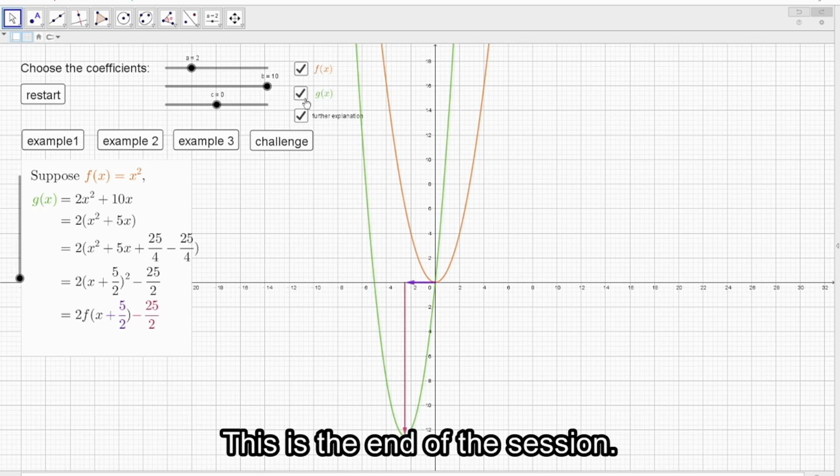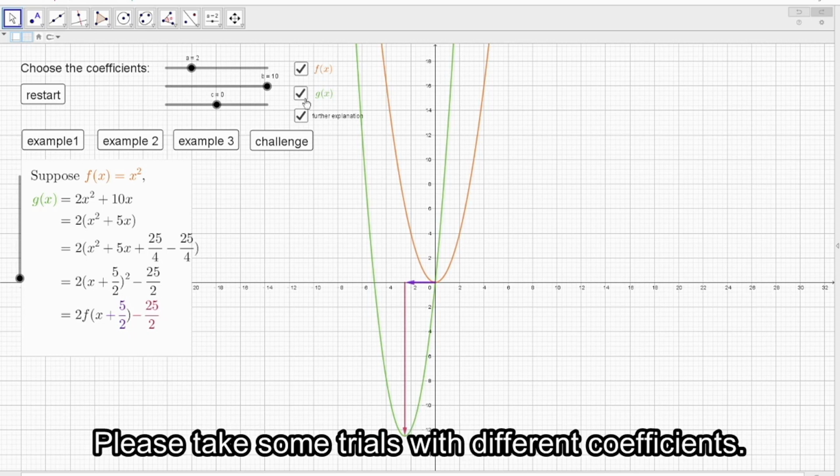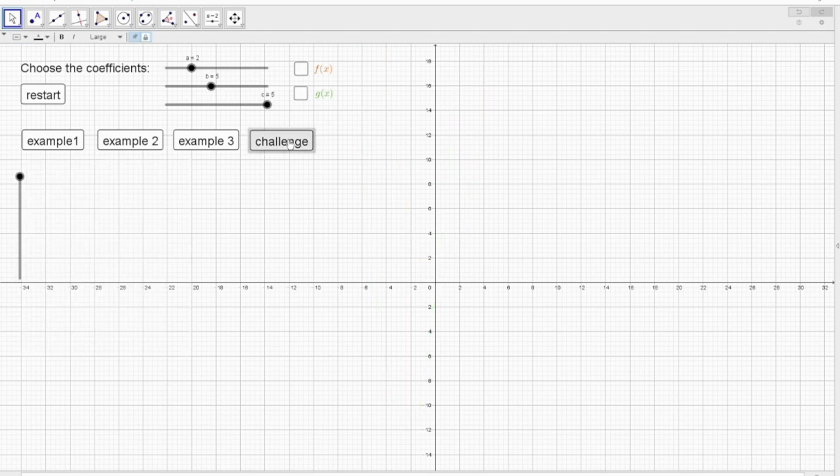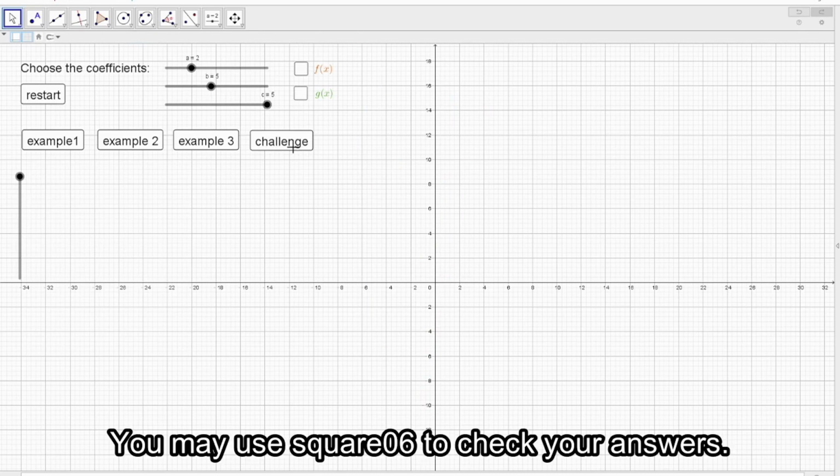This is the end of the session. Please take some trials with different coefficients. You may use Square CO6 to check your answers.